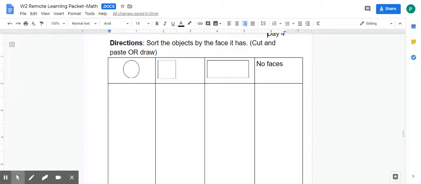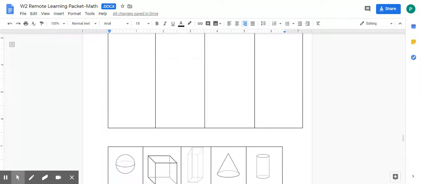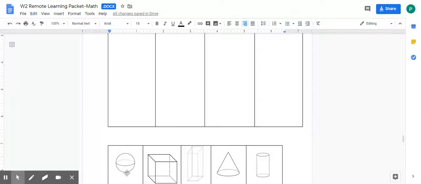So up here are the faces of each shape. So you have your circle, a square, a rectangle, or no face, because we know that some 3D shapes do not have any faces at all. So now we have our choices down here. We have a sphere, we have a cube, a prism, a cone, and then cylinder. So we're going to cut these out and paste them to the correct face.